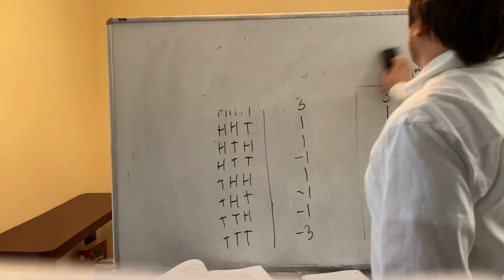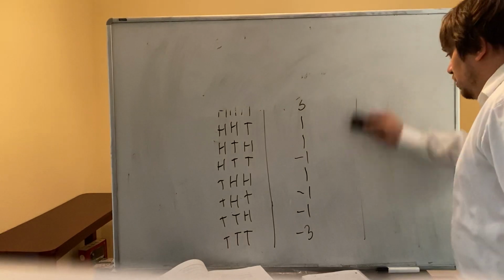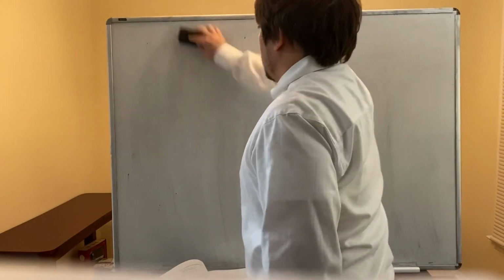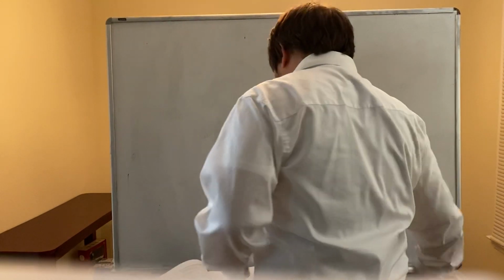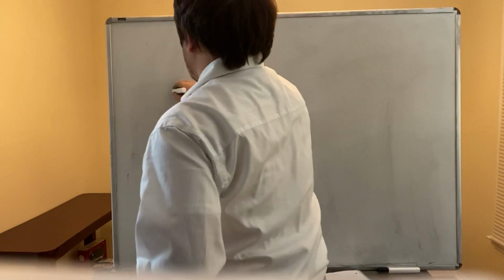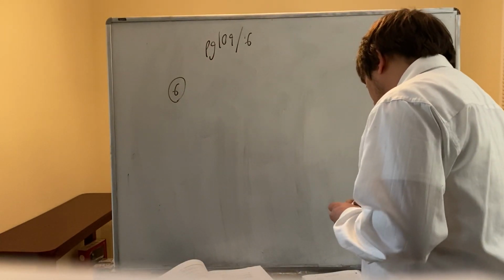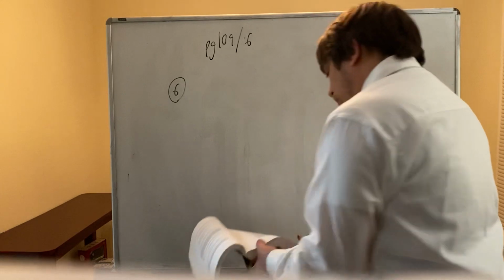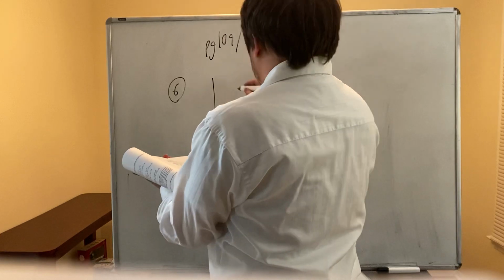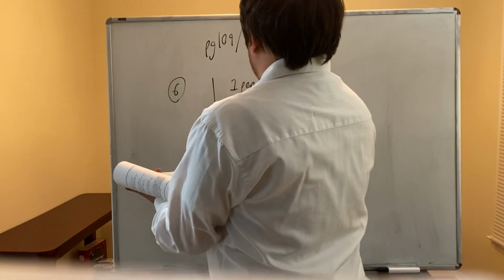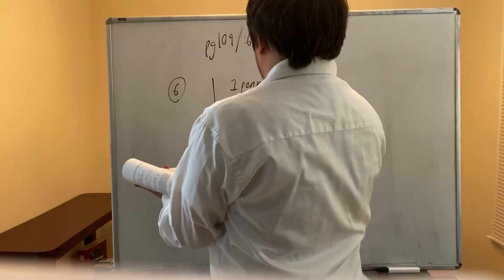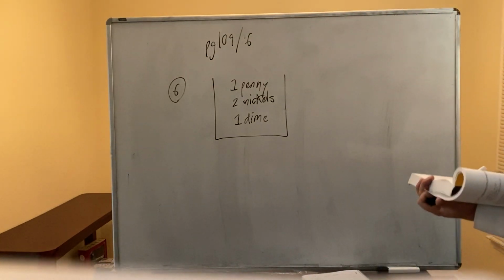Next problem. Page 109, number 6. A box contains a penny, 2 nickels, and a dime. One penny, 2 nickels, and 1 dime.